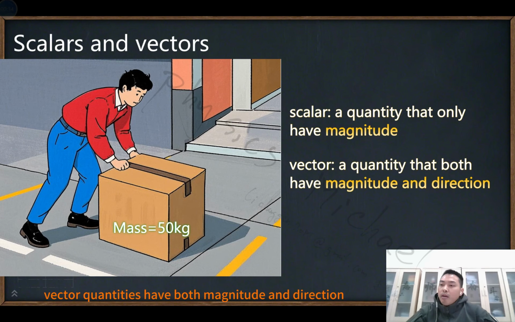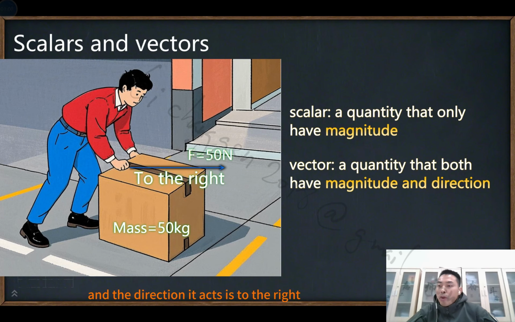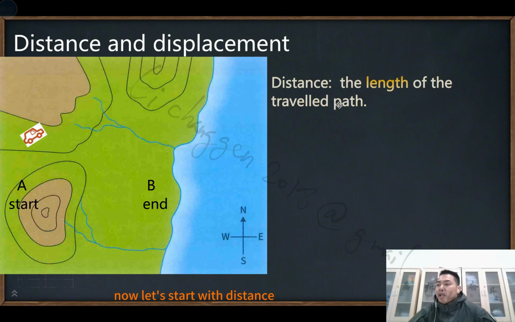On the other hand, vector quantities have both magnitude and direction. This means they tell us how much, their magnitude, and in which direction. For instance, force is a vector because it tells you both the size of the force and the direction it acts. Just like the force exerted on a box, it is 15 Newton, and you must specify the direction it acts to know what kind of effect it may have. So we should say that the magnitude of the force is 15 Newton, and the direction it acts is to the right.